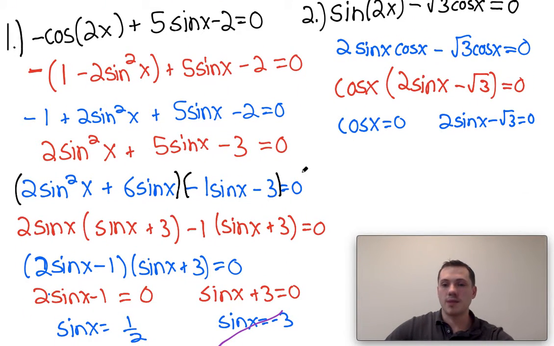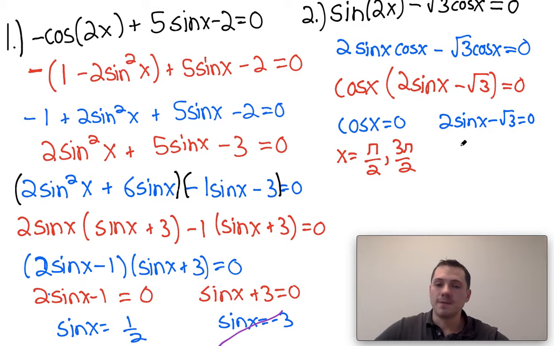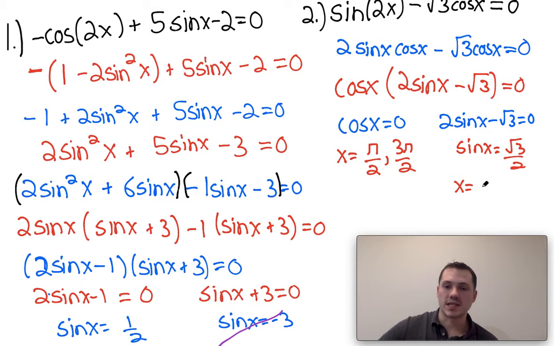For both of these problems, from the unit circle, we would know that where cosine of x is equal to 0, that happens where x is equal to pi over 2, as well as 3 pi over 2. This one turns into sine of x is equal to root 3 over 2. And we know that that happens where x is equal to, has to be in the first and second quadrant, so pi over 3, and then also 2 pi over 3.